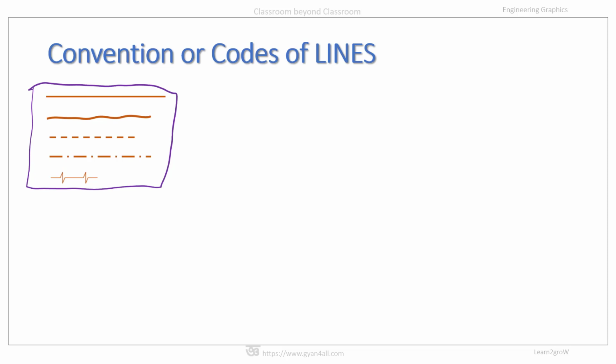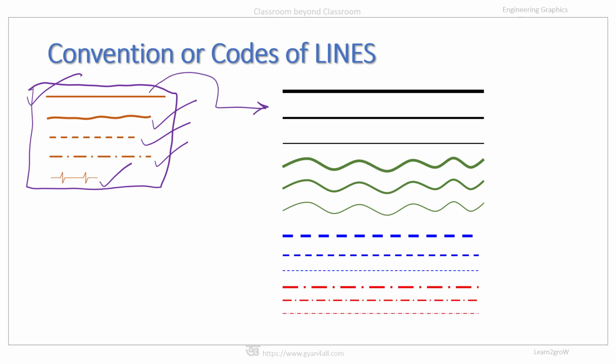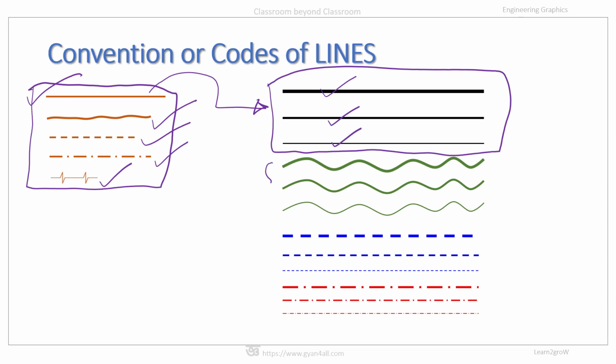There are continuous lines like this one, wavy line, dashed line, chain line, zigzag line, and so on. Whatever the lines, their thickness may be different. For example, one continuous line may have three different thicknesses. One is thick line, another is medium, and another is thin line. The same is the case with wavy lines, dashed lines, and chain lines.